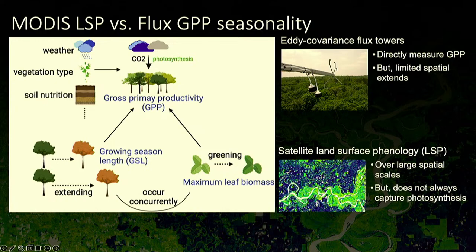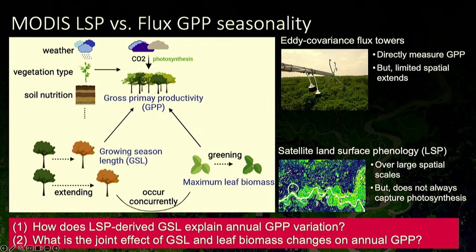So we want to understand how green season length and peak leaf greenness jointly affect annual productivity, and we use GPP, gross primary productivity, as the measure of activity. Normally GPP can be directly measured by flux towers installed at different locations. But again, those flux towers are also regional. They cannot cover large scales because we cannot install those towers everywhere, right?